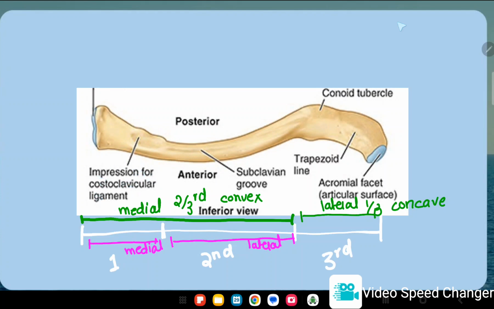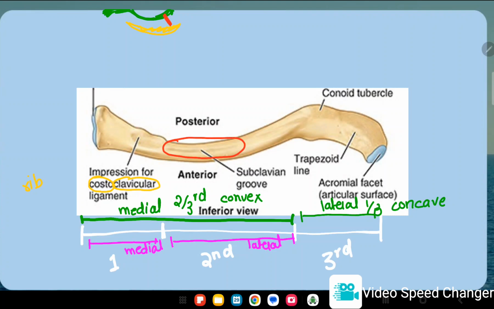What is the costoclavicular ligament? What can you understand from the word costoclavicular? Costo means the rib cage, the bone of the rib cage. Clavicular means the clavicle bone. This means that there is some kind of ligament which connects the rib with the clavicle, right? So actually this is the first rib, right? First rib, and this is the clavicle, something like that. Okay, this is the clavicle. So the first rib is connected to the clavicle here with a ligament. This is called the costoclavicular ligament. Understood?